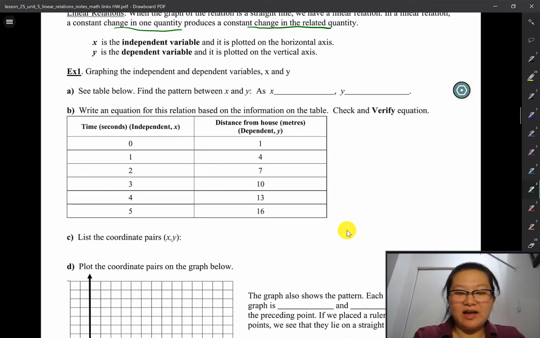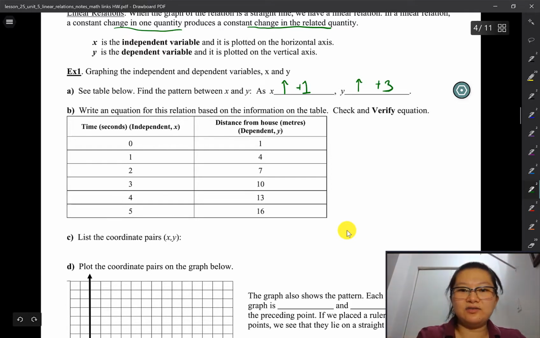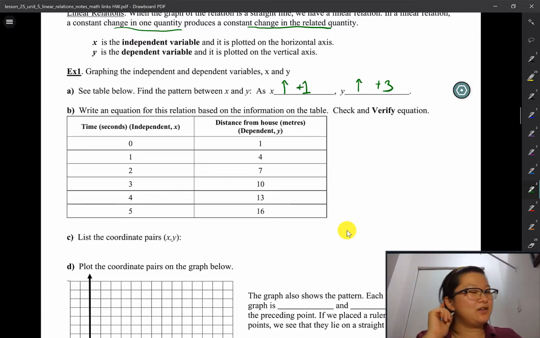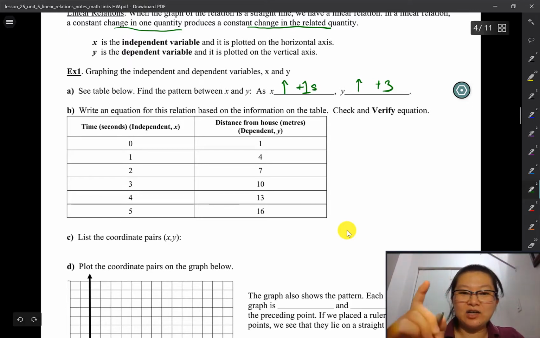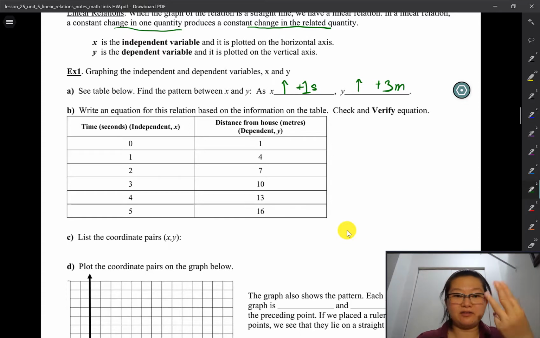Here we found the pattern. As x increases by 1, the y increases by 3. Okay, so that's kind of the idea here. By 3. Oh, if you caught me in terms of units, you're very good. As I increase x by 1 second, my y, the person, increases his distance from the house by 3 meters every time. So that is the idea here.